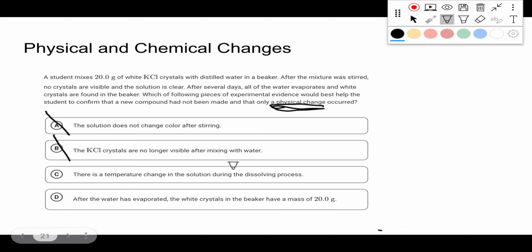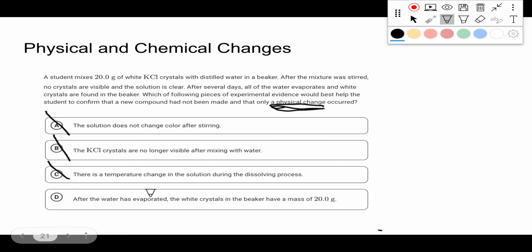There's a temperature change in the solution during the dissolving process. Well, that's actually chemical. In chemical reactions, there's often bond breaking and bond forming, and so they're endothermic or exothermic, and they will change temperatures, how we measure that, so that is not true.